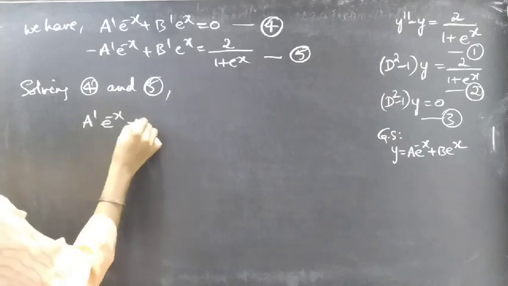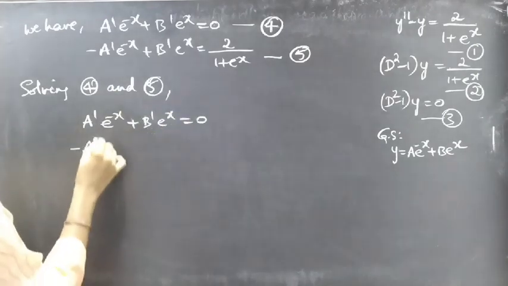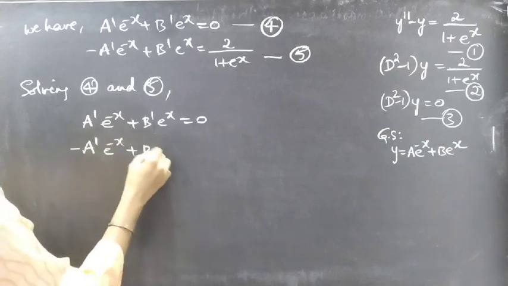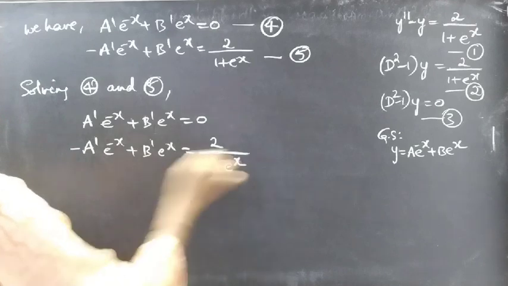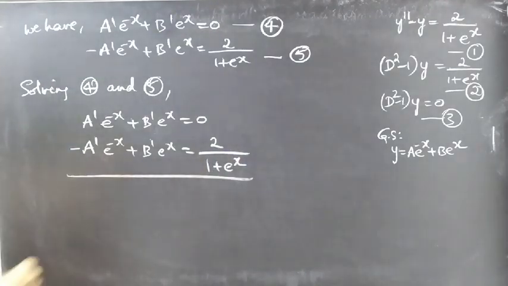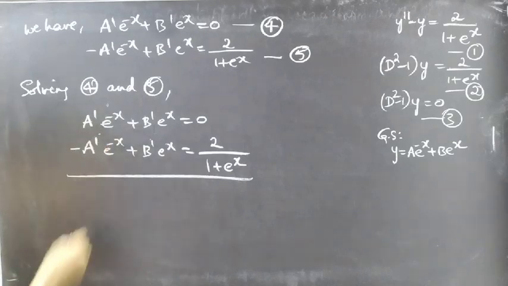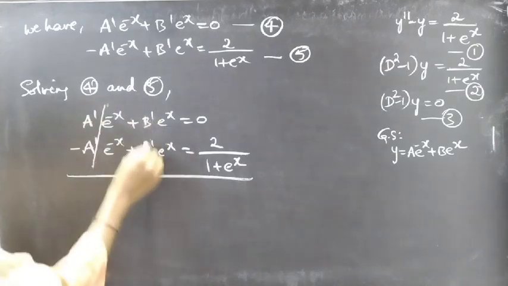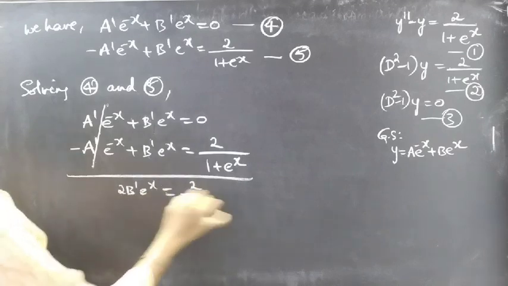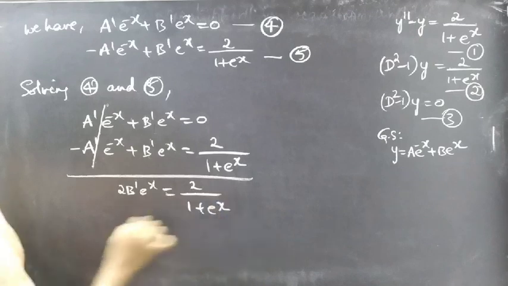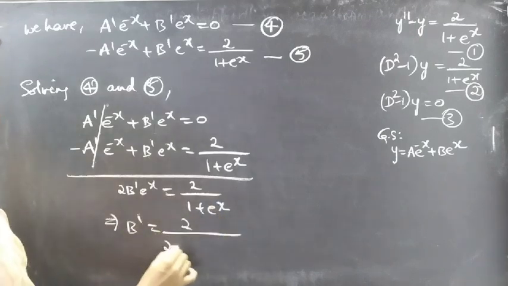a' e^(-x) + b' e^x = 0 and -a' e^(-x) + b' e^x = 2/(1+e^x), right? So here we can cancel +a' e^(-x) and -a' e^(-x), and adding these we get 2b' e^x = 2/(1+e^x). Then b' = 2/(2 e^x (1+e^x)).